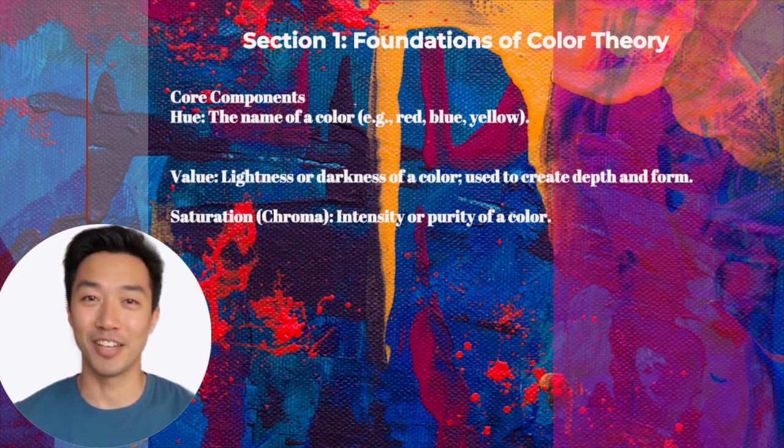Additive versus subtractive color mixing. Additive, light-based, RGB, red, green, blue. Subtractive, paint-based, RYB, red, yellow, blue, and CMYK, cyan, magenta, yellow, black. Pigment behavior, optical versus physical color mixing. How pigment types and binder mediums affect the final color, transparent versus opaque pigment behavior.